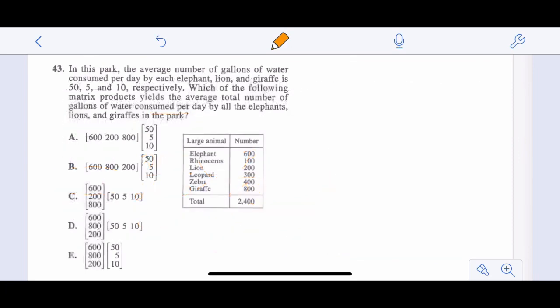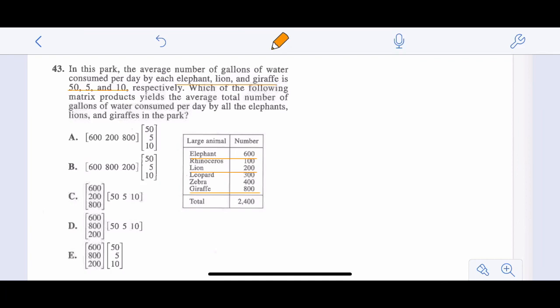In this park, the average number of gallons of water consumed per day by each elephant, lion, and giraffe, so elephants, lions, and giraffes. We're dealing with elephants at 600, lions 200, and giraffes 800, is 50, 5, and 10, respectively. Which of the following matrix products yields the average total number of gallons of water consumed per day by the elephants, lions, and giraffes in the park?